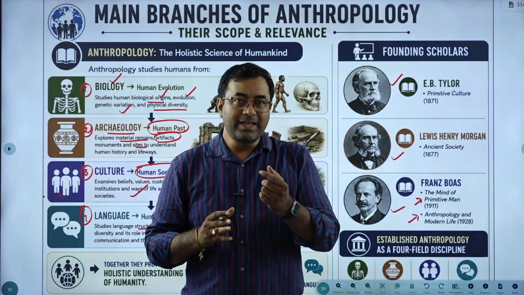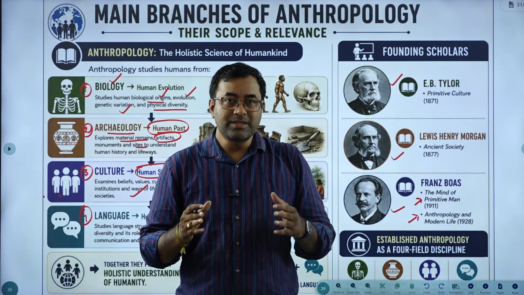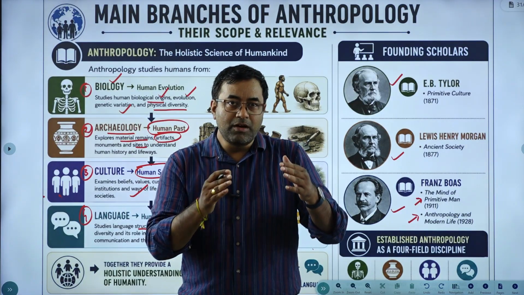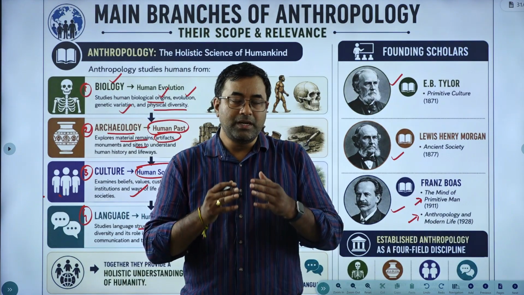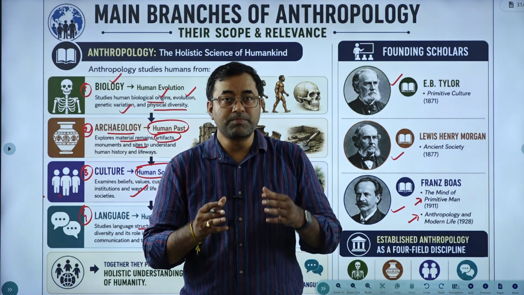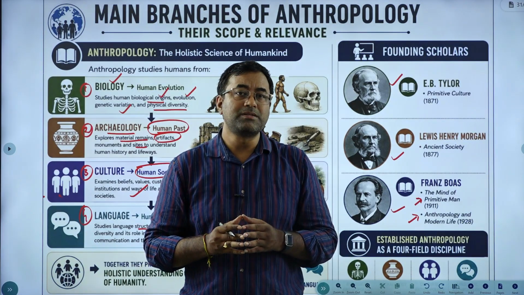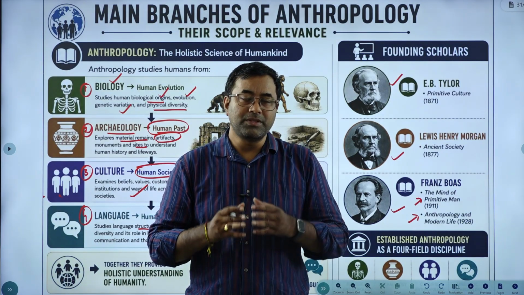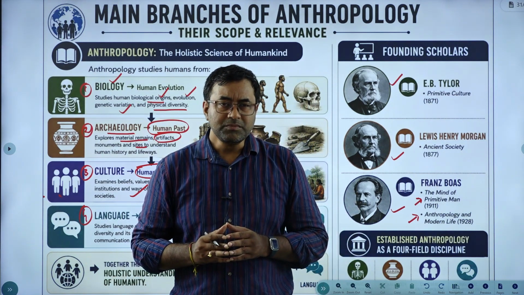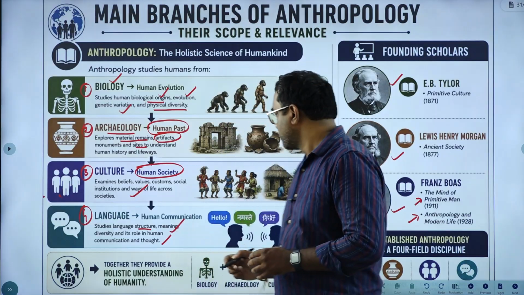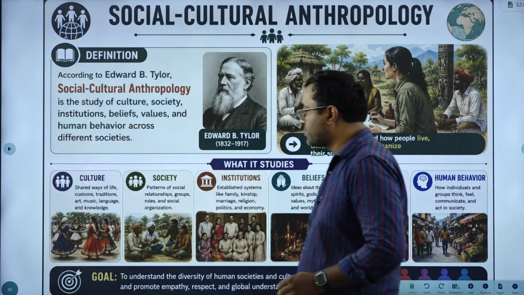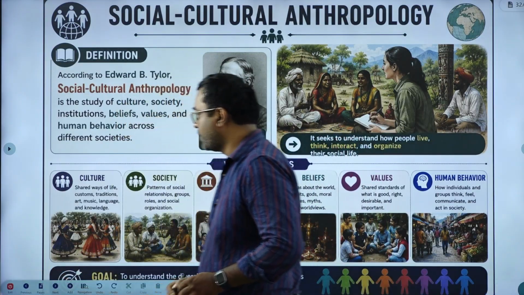Now we will take each one of them and discuss the corresponding meaning of each sub branch, and at the same time the different types of methods used, different thinkers, and at least some examples and applications. This is the structure we follow for each and every branch of anthropology. So here, first we will start with socio-cultural anthropology.